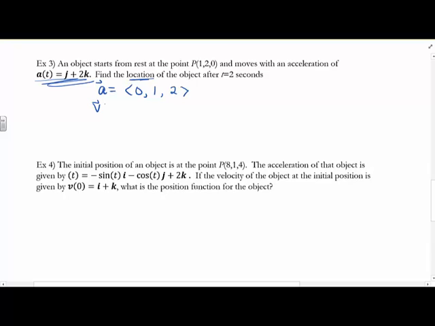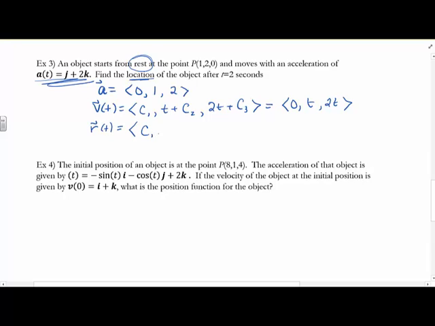So then my velocity vector is going to be c1, t plus c2, and 2t plus c3, because I had to take the antiderivative of (0, 1, 2). And then it says the object starts from rest. So v of 0 is supposed to equal 0. So if v of 0 has to equal 0, this has to be (0, t, 2t). Hopefully that makes sense.